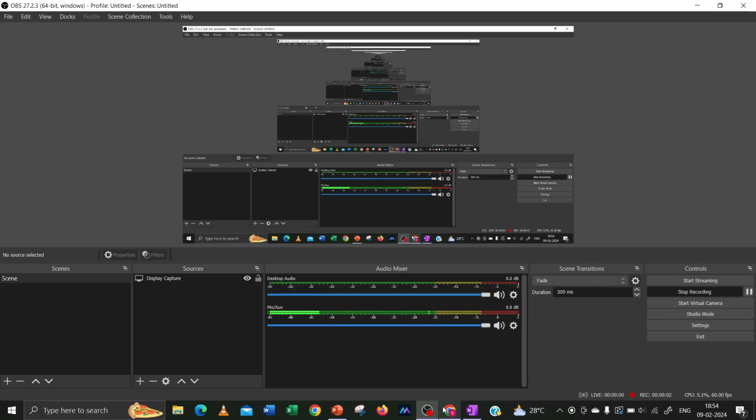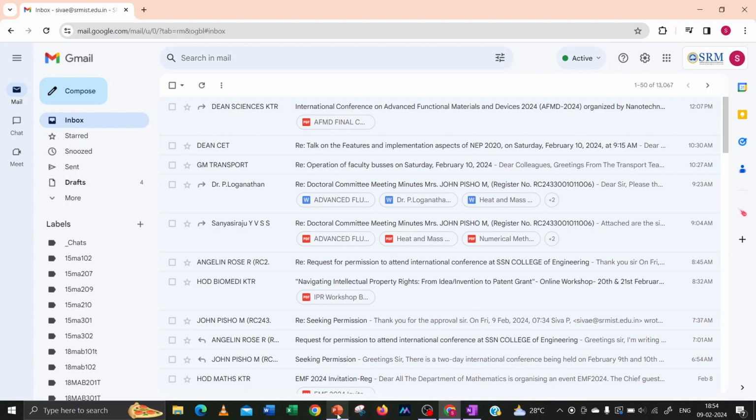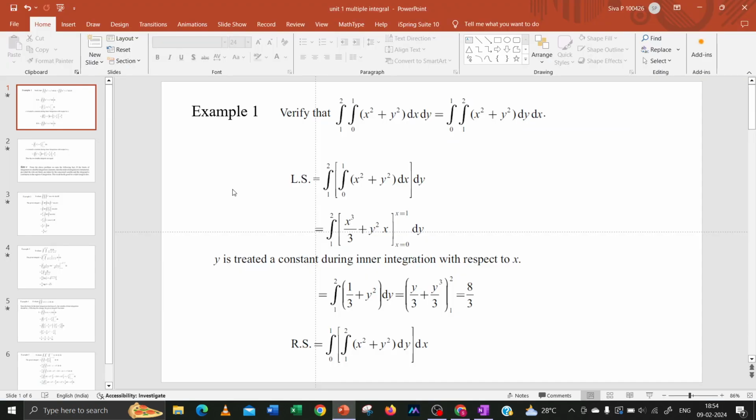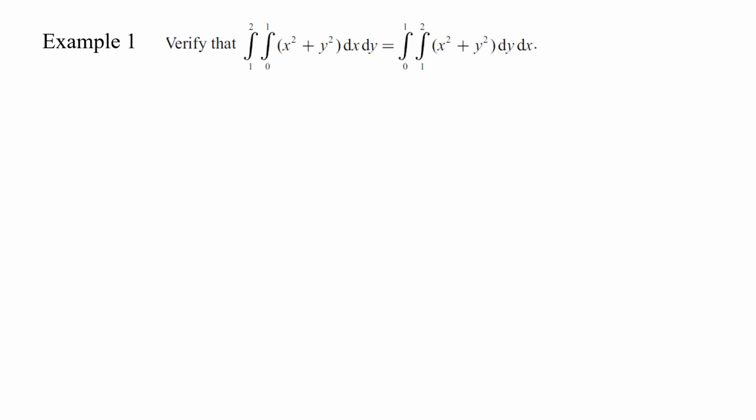Dear students, in this class we are going to discuss a few problems in multiple integrals. In the last class, I gave this example: verify that both the integrals are the same. So what are the integrals here? Integral over 1 to 2, integral over 0 to 1, x square plus y square dx dy, equal to integral over 0 to 1, 1 to 2, x square plus y square dy dx.